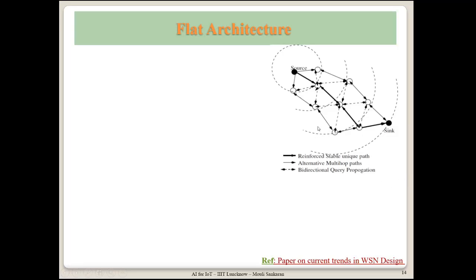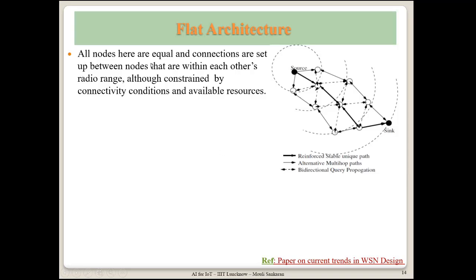In a flat architecture, there is no identified node for communication, so we need to have flooding here. Let me explain what is happening here. All nodes here are equal, and connections are set up between the nodes that are within each other's radio range. What is shown here is the radio range. The dotted lines are the radio ranges of each device, what they can reach, how far they can reach. So based on the radio range, the clusters are formed, or not even clusters, they communicate. They do flooding.